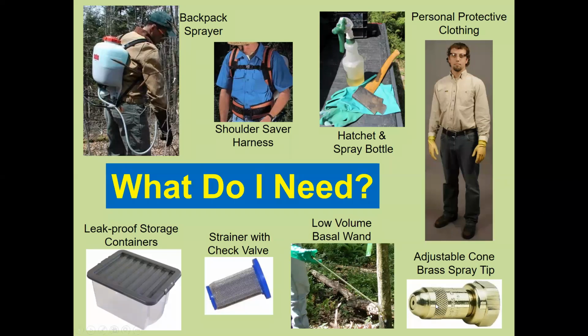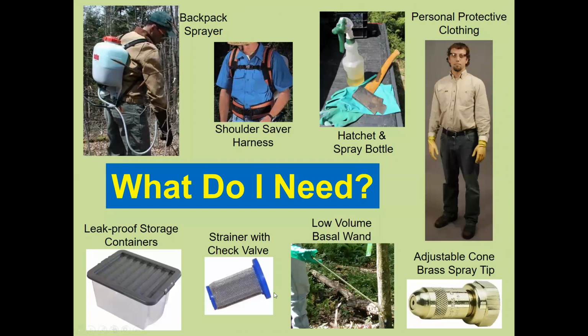You're going to want to have a bunch of different sizes available. I use the smallest aperture for basal bark work, and then for foliar work you can use a larger aperture, but these are adjustable so that you can spray it as a nice fan, kind of a mist spray, or you can also turn it right down and get a stream or a jet to spray up high onto some larger targets.